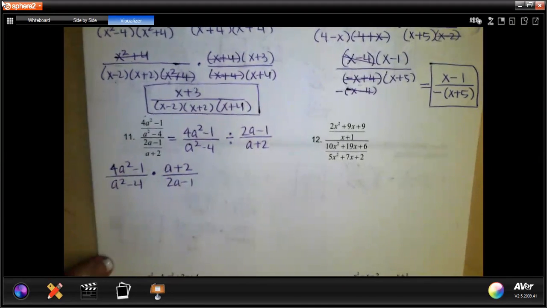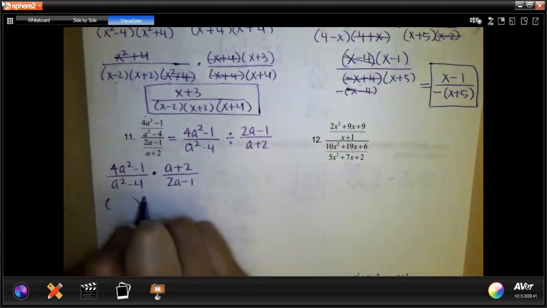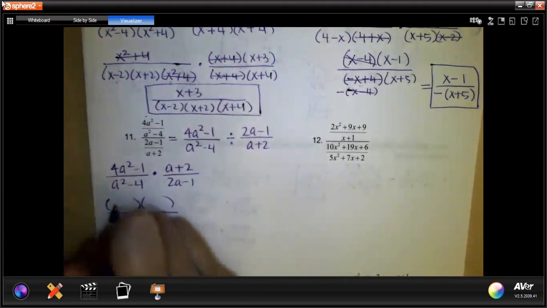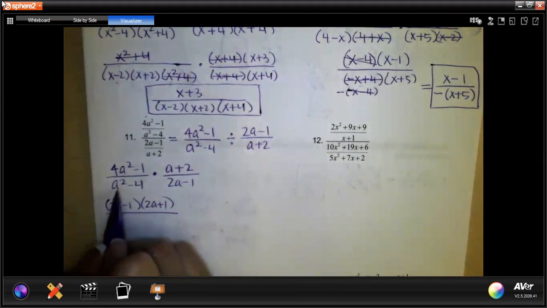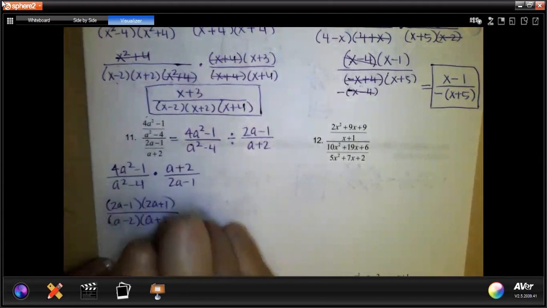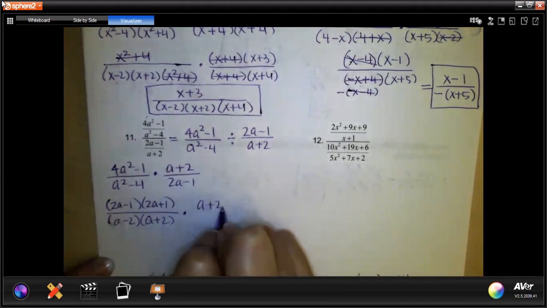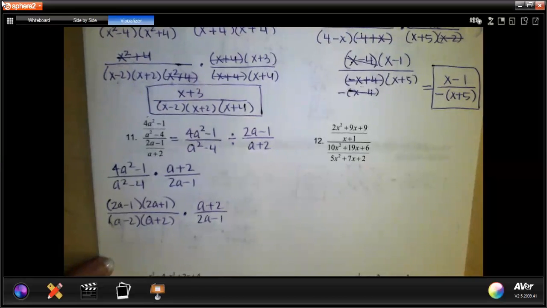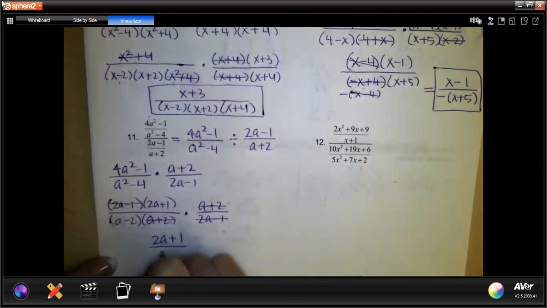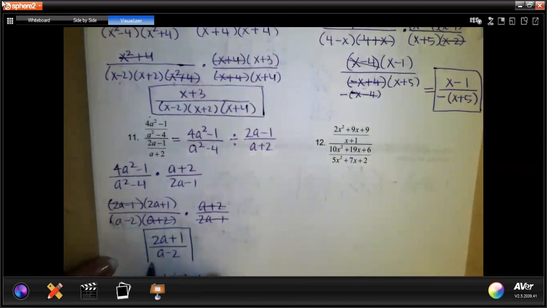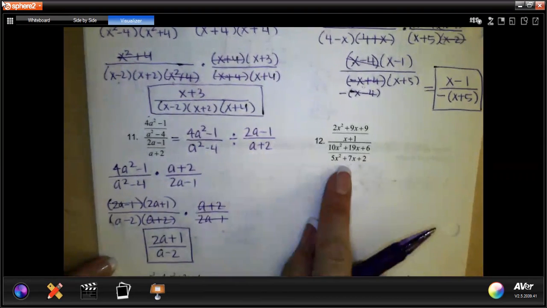Now we're ready to factor. That's the difference of two squares up here, which we did earlier. So that's 2a minus 1 and 2a plus 1. This is the difference of two squares, so that's a minus 2 and a plus 2. These two don't factor. And so now we're ready to cancel. We've got a 2a minus 1 and a 2a minus 1, so those cancel. And we've got an a plus 2 and an a plus 2, that cancels. So we're left with 2a plus 1 and a minus 2. There's our answer.